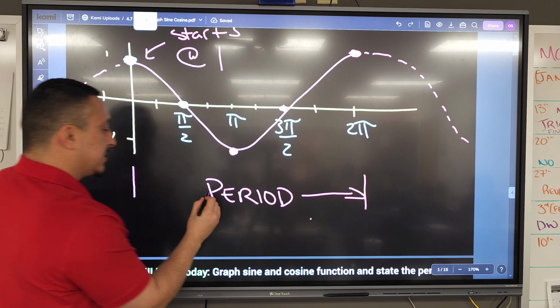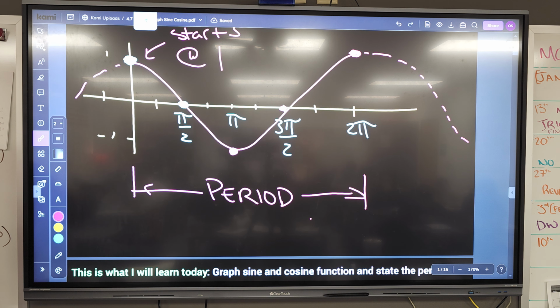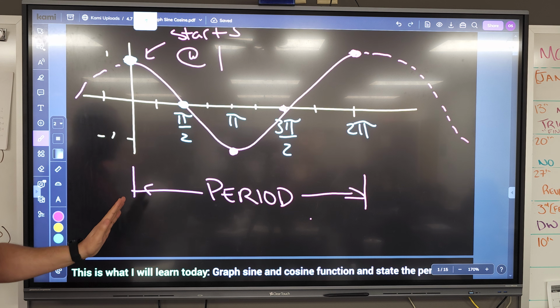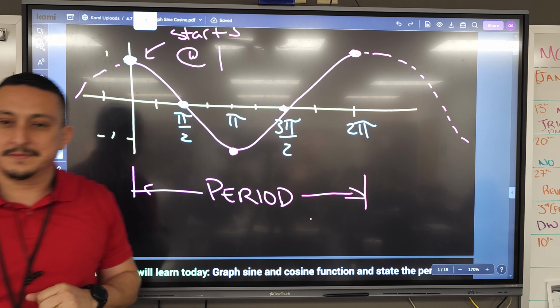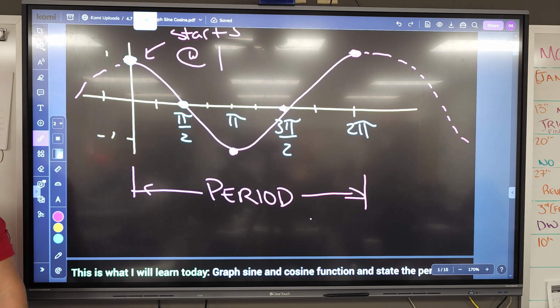So just like I would say how tall I am, I'm 6 feet. The period of this is like how long is it? It's 2 pi long. That's it. That's what the period is. Okay.